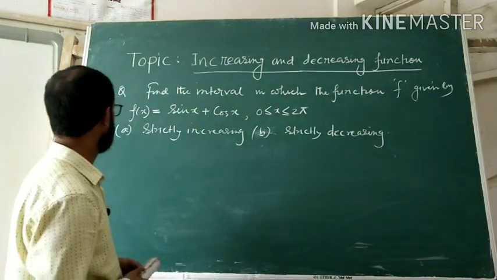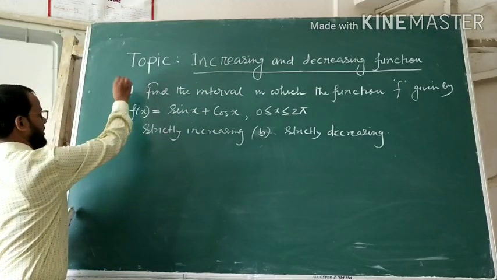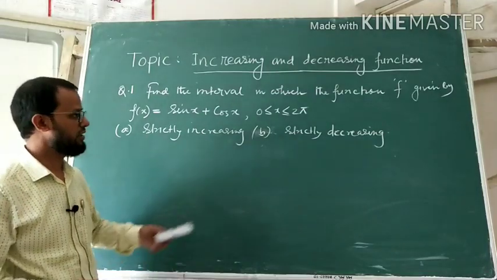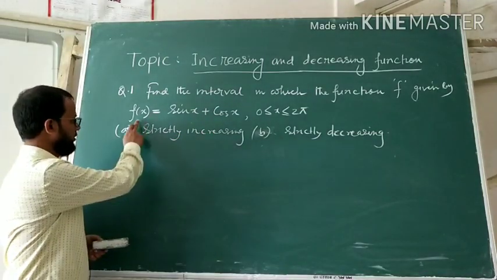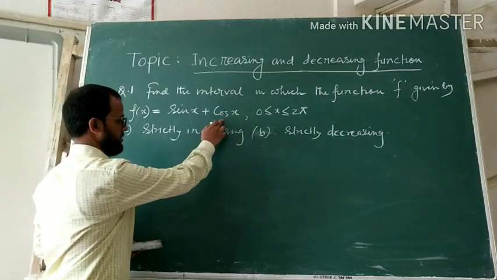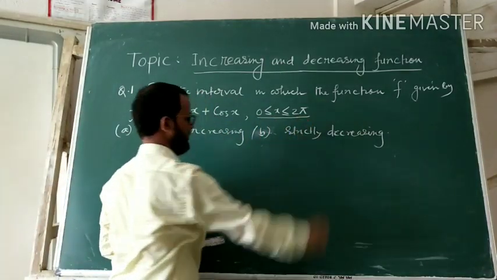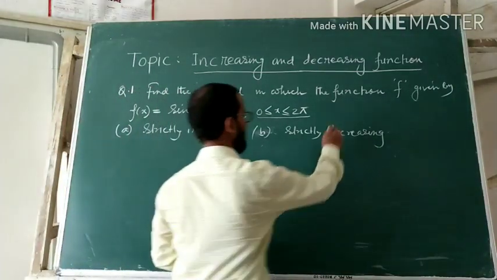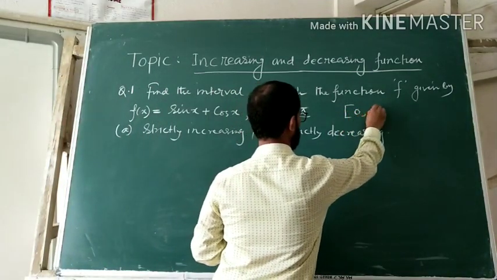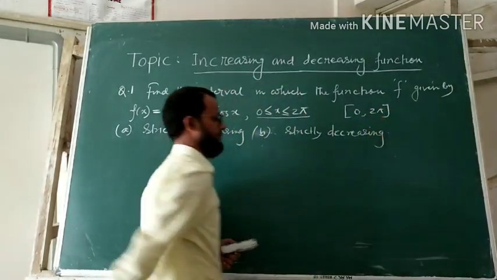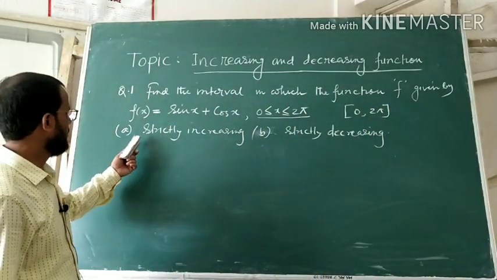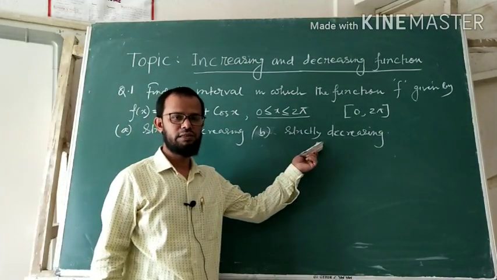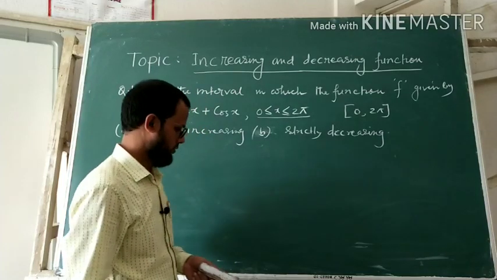Okay, so today's first question is that you are to find the interval in which the function f given by f(x) equal to sin x plus cos x, and this is the domain of the function, 0 less than equal to x less than equal to 2 pi. That means the domain of the function is the closed interval 0 to 2 pi. You are to find the interval where it is strictly increasing, and you are to find the interval where it is strictly decreasing.